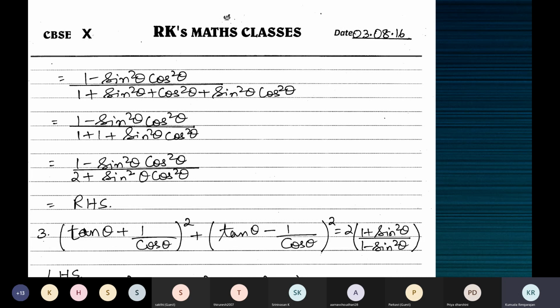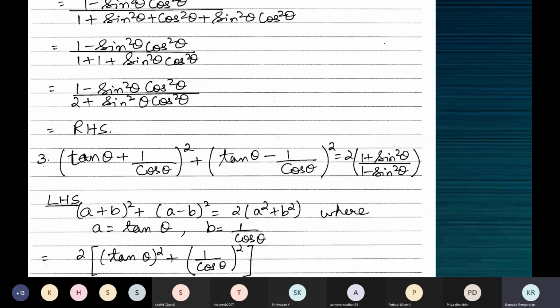So what will you get when you apply the identity? 2 of tan square theta plus 1 by cos theta the whole square, ma'am. 2 of A square plus B square. So 2 into (tan theta) the whole square plus (1 by cos theta) the whole square, which is 2 of tan square theta plus 1 by cos square theta. Correct.